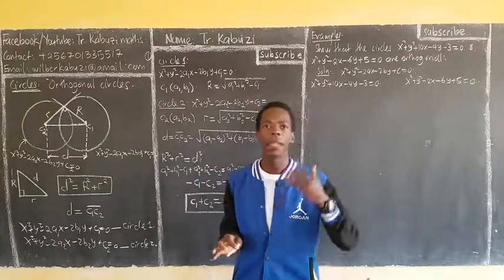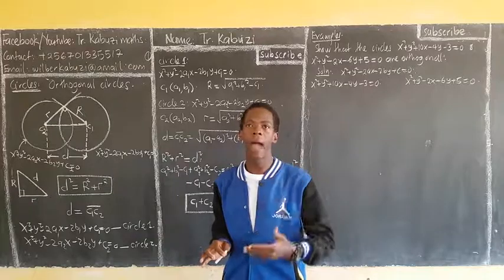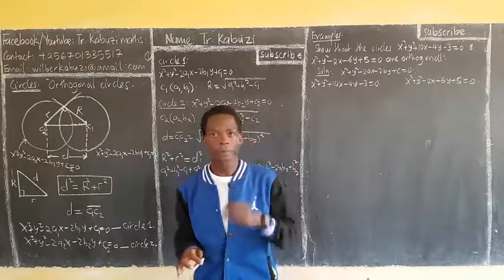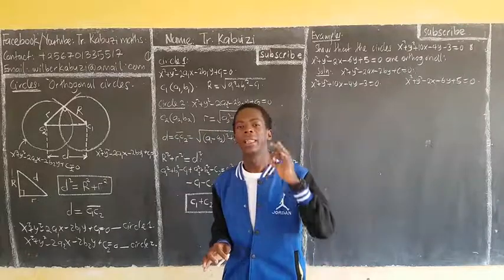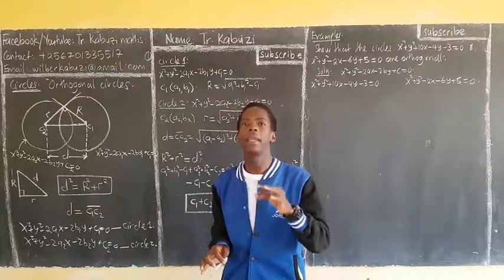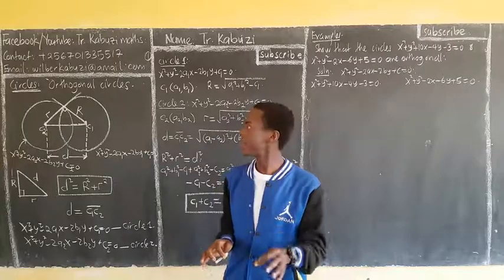Now, the idea is, what is meant by orthogonal circles? Orthogonal circles are two circles where their tangents are perpendicular to each other.